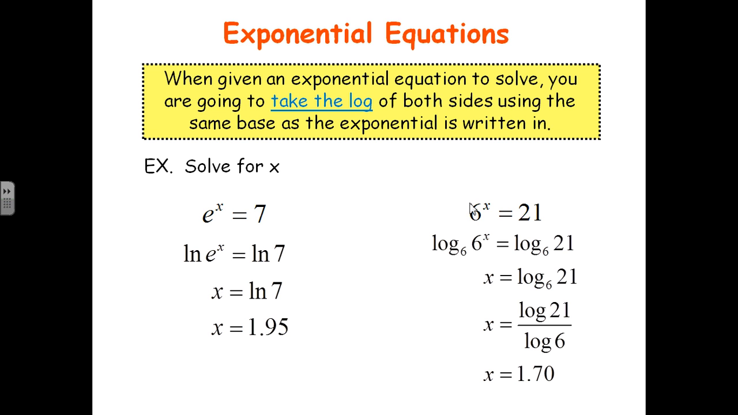So had we done the common log to both sides, we would have had log of 6 to the x equals log of 21. You would have moved this x in front, so you would have had x times the log of 6 equals the log of 21. And then to get x by itself, you would divide by log of 6. So you'd eventually get to this situation right there.